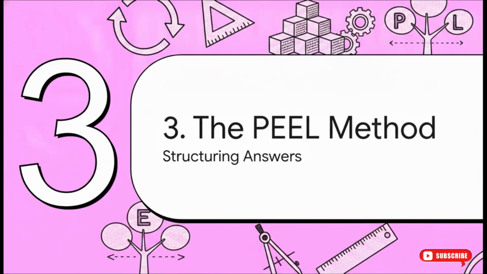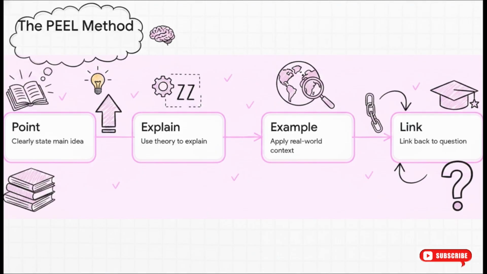Right, let's move to Section 3, mastering the PEL method. If you want to score full marks on those intimidating 6 or 8-mark questions, you need the PEL formula. Look, Cambridge examiners are reading hundreds of papers. They are tired. They crave crisp, simple structures. So make their job easy.